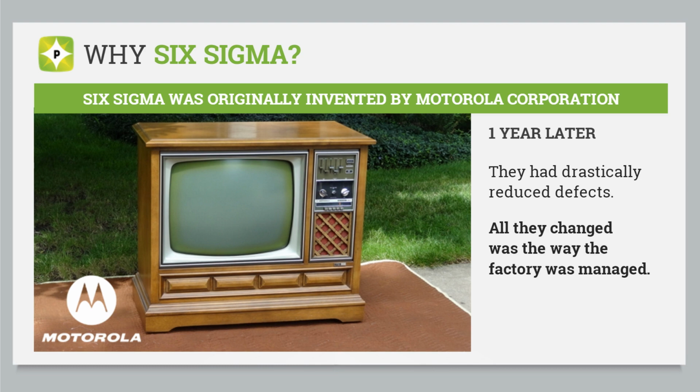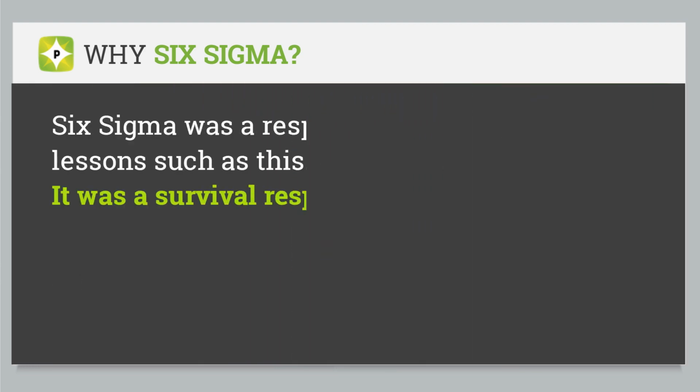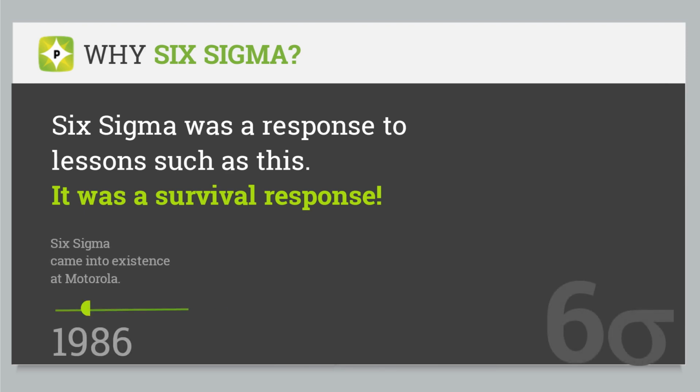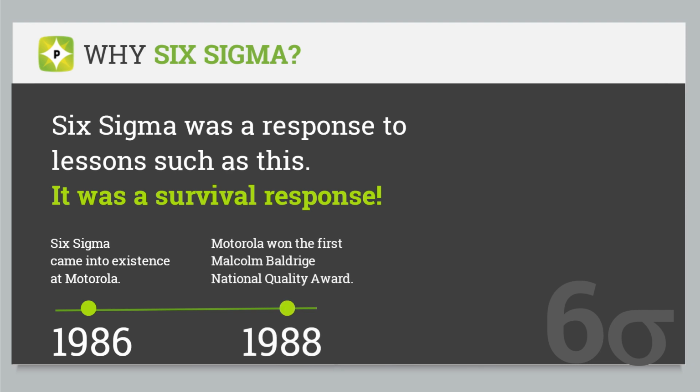This was a lesson that many American businesses took to heart as they watched foreign competition steal their customers. Six Sigma was a response to lessons such as this. It was a survival response. Six Sigma came into existence in 1986 at Motorola. By 1988, Motorola won the first Malcolm Baldrige National Quality Award, and the rest of the world became aware of the existence of Six Sigma.